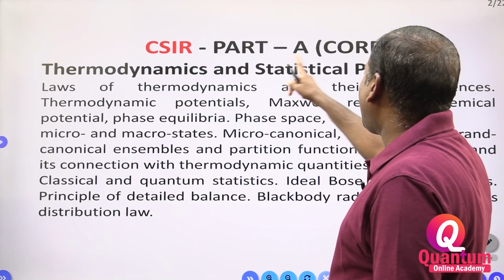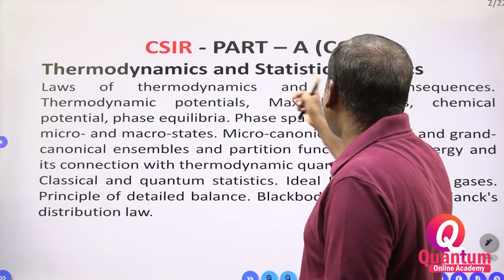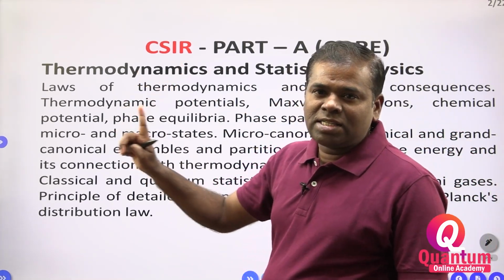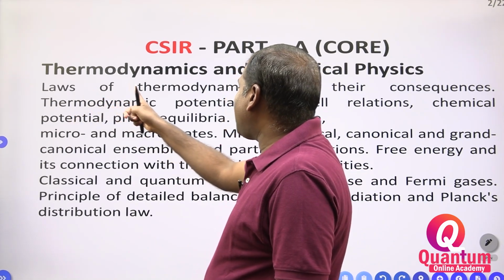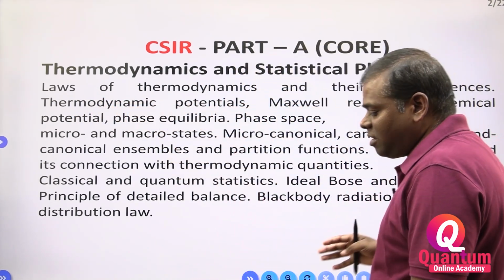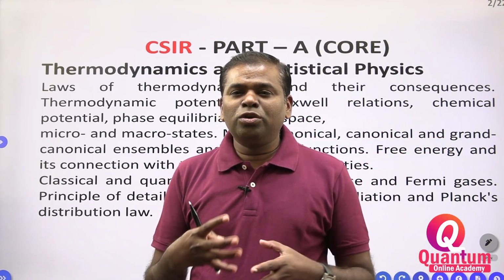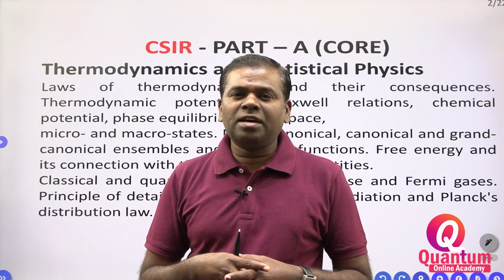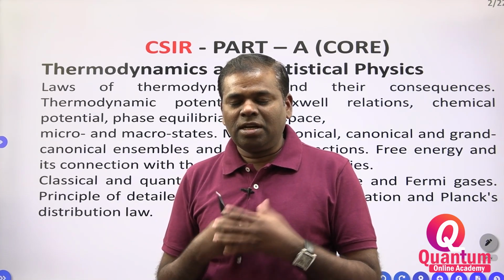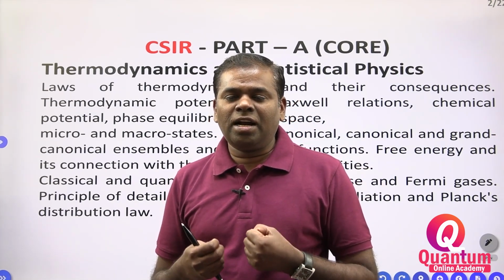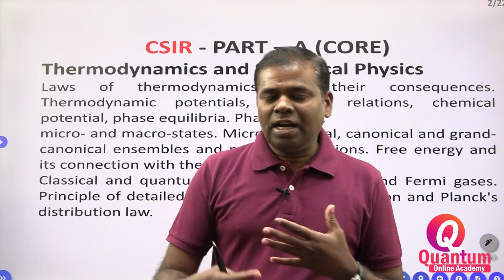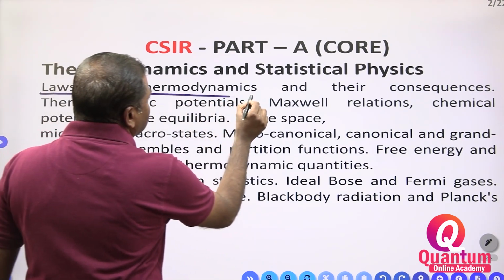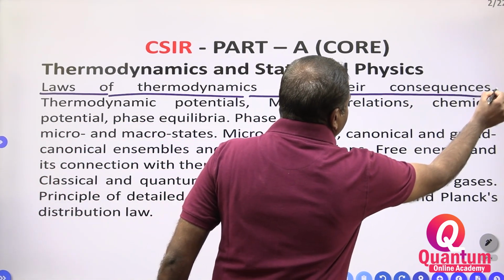Now you have to see in part A, what is the core syllabus? Thermodynamics and statistical physics, part A. First one is laws of thermodynamics and their consequences. Suppose you have to see the zeroth law. What is the physical significance of the zeroth law? They will ask like that. It indicates the temperature. What is the physical significance of the first law, second law, third law? Like that, they will ask.